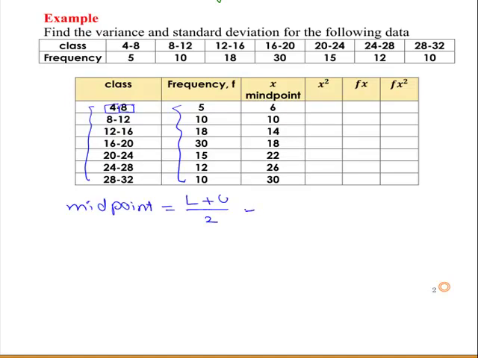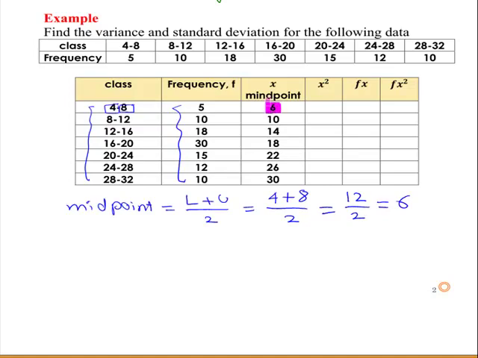Okay, so let's calculate it for the first class. It will be equal to 4 plus 8 dividing by 2, which gives 12 dividing by 2, which is equal to 6. This is the same value I just wrote here.